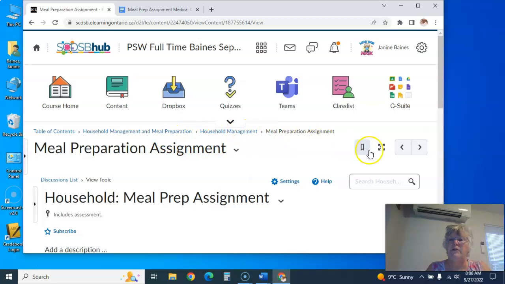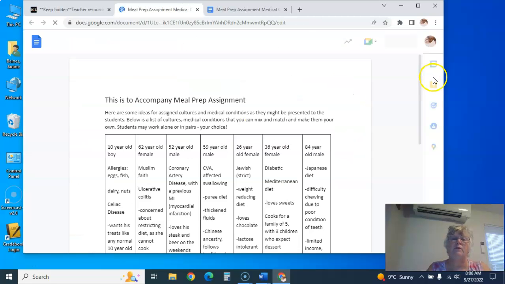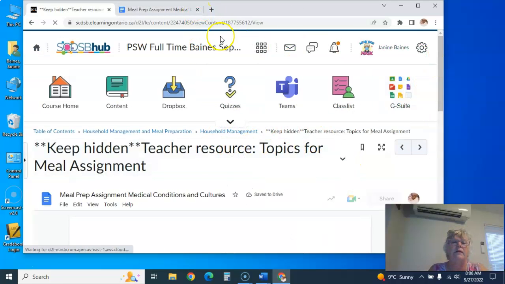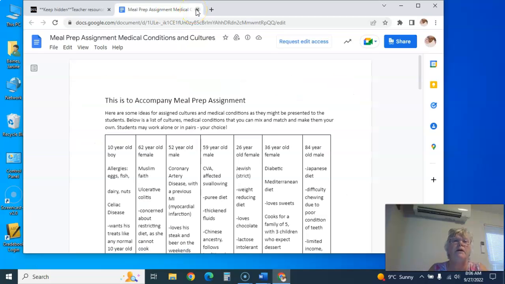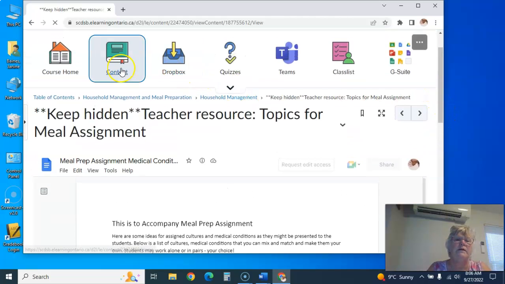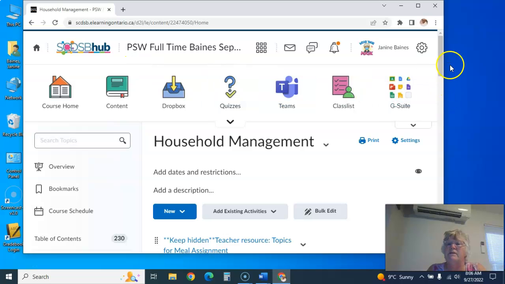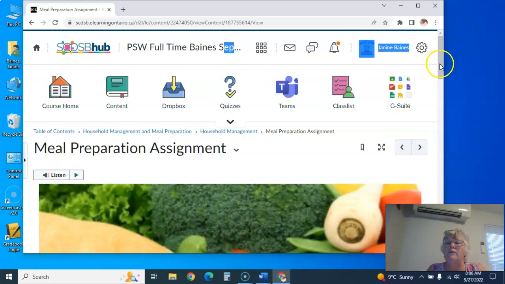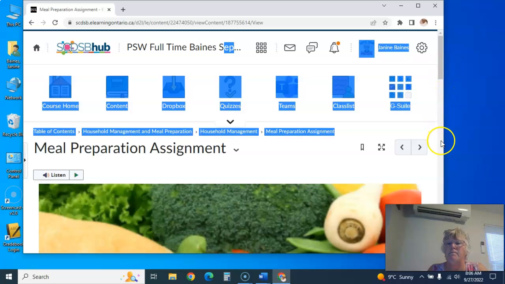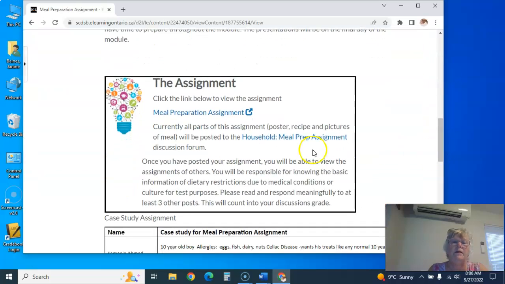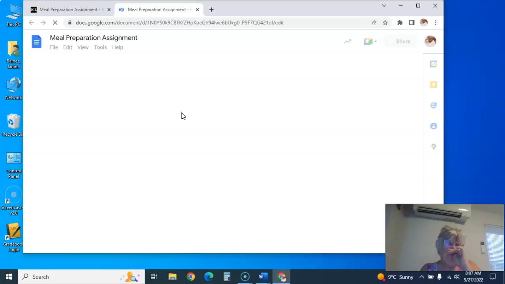So back to where we're going to go. And we're going to look at the, oh, you don't want to see that. That was all my case studies that I had made up. And get rid of that. And we're at the meal preparation assignment. So sorry about that. We don't want to see that. That was, as I said, my case studies. So here it is. And you're going to see what we need to do here. So meal preparation assignment is here.